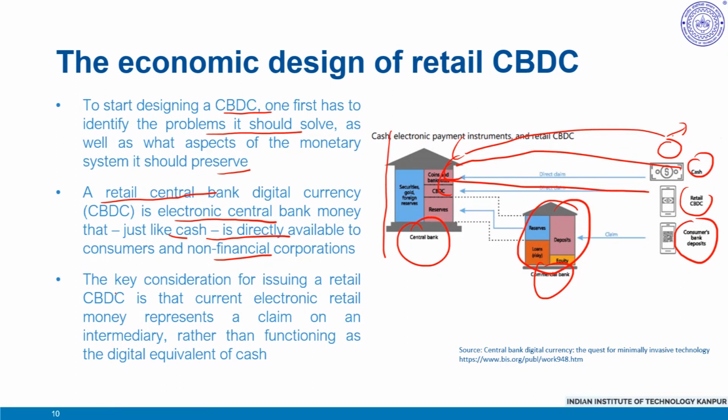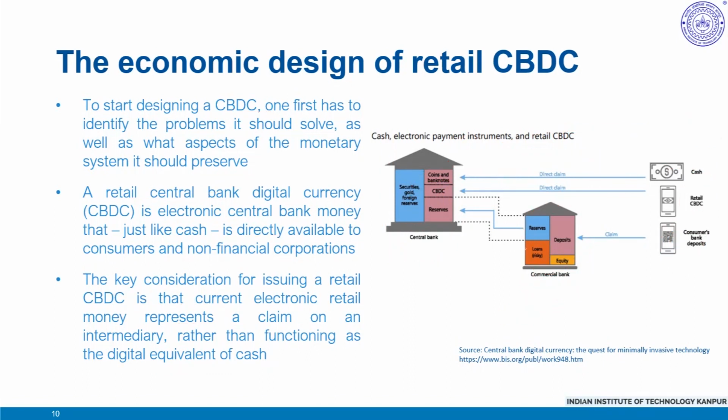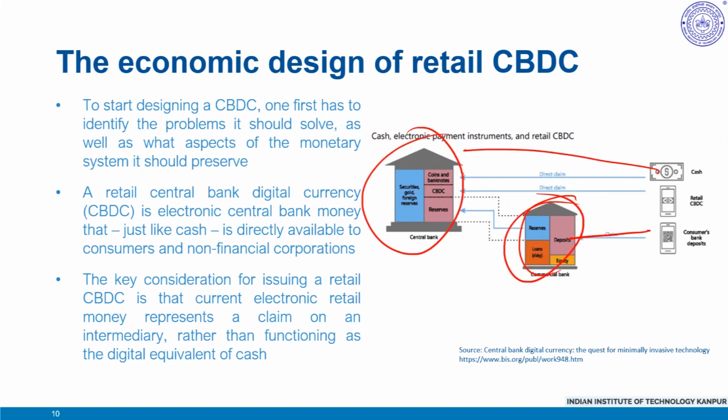Now, the key consideration for issuing a retail CBDC is that the current electronic retail money represents a claim on an intermediary rather than functioning as a digital equivalent of cash. So, if you have a consumer deposit, what we predominantly use is a claim on an intermediary, not on the central bank. This raises several issues as the intermediary might run into insolvency or some kind of fraudulent activity or technical outages. Cash is a direct claim on the central bank. While deposits are claims on the commercial bank, cash is a claim on the central bank itself.